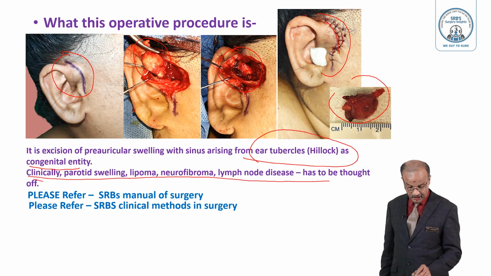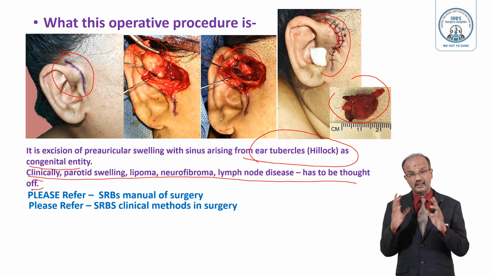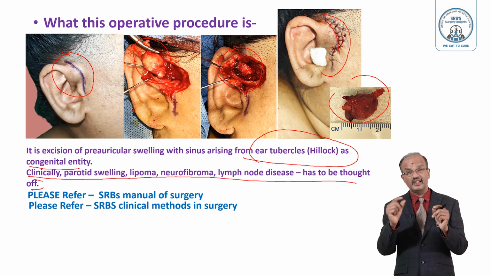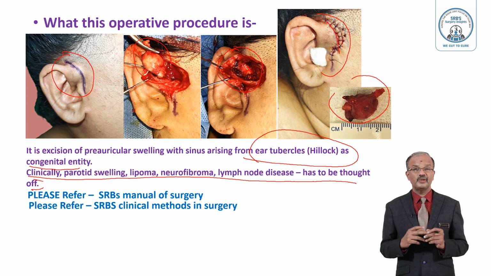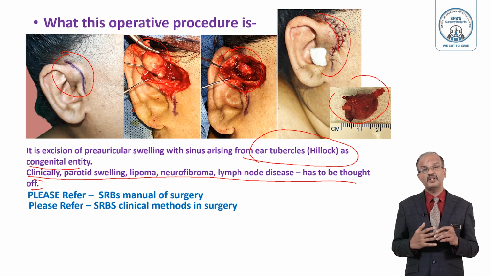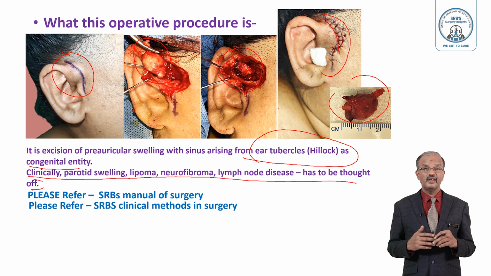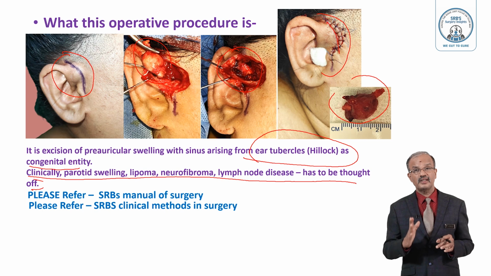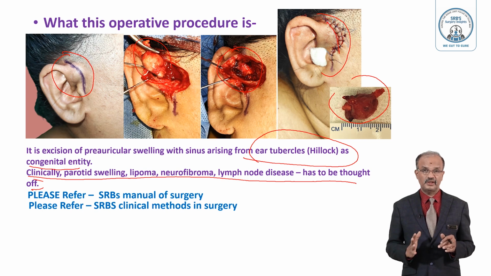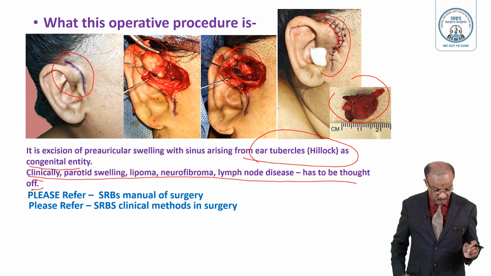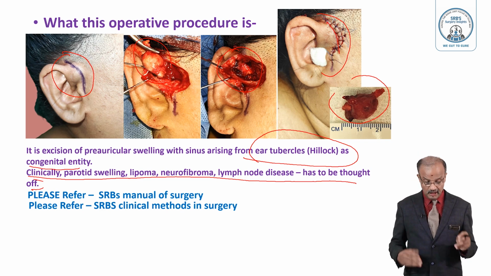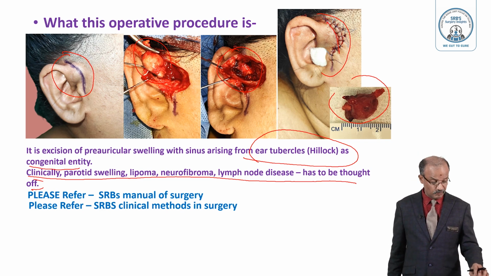Already told the differential diagnosis, you have to think of the curtain sign, and all other clinical methods: pinching sign, curtain sign, mobility in both directions. So everything is important when you examine such a patient. Of course, MRI and FNAC conclude the diagnosis. Treatment is surgery, complete excision under general anesthesia. That point you have to always remember. For detail, please refer to my Manual of Surgery and Clinical Methods in Surgery, which will give you a very good idea about this subject.